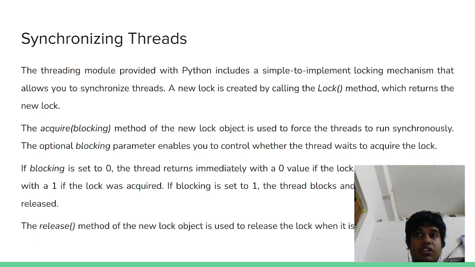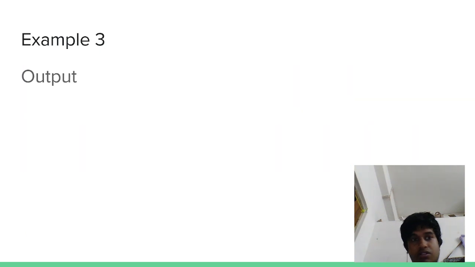The optional blocking parameter enables you to control whether the thread is to wait to acquire the lock. If blocking is set to 0, the call returns immediately with a 0 value if the lock cannot be acquired, and with 1 if the lock is acquired. If blocking is set to 1, the thread blocks and waits for the lock to be released. The release method of the new lock object is used to release the lock when it is no longer required.